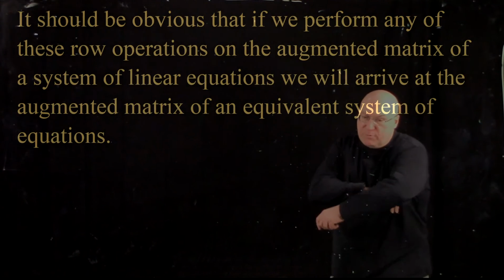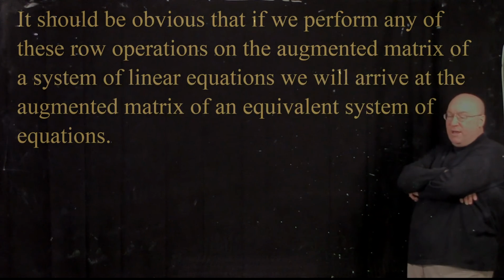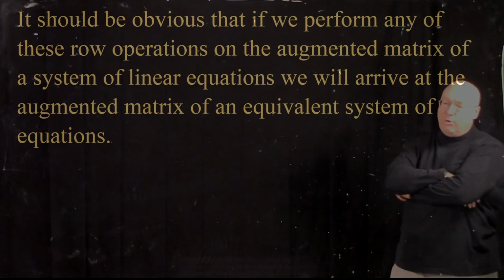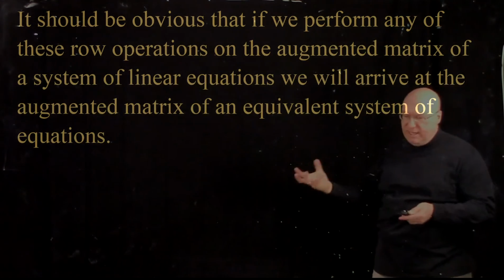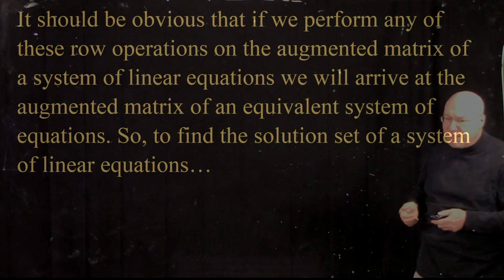So what do I say here? It should be obvious that if we perform any of these row operations on the augmented matrix of a system of linear equations, we will arrive at the augmented matrix of an equivalent system. Equivalent meaning has the same solution set, which is what we're after. We're after that solution set.